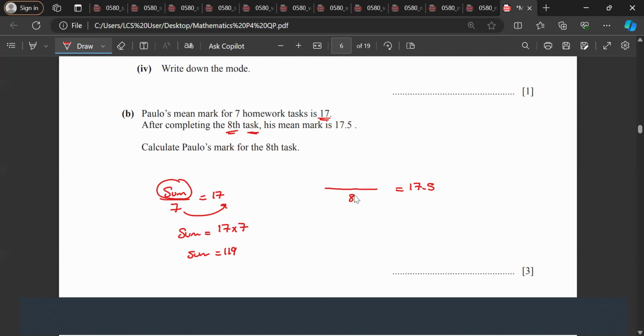So what is the sum? The sum was 119. What happened? He added the mark of the 8th task, which is x. Okay, now what should I do? I can do shift solve, or I can calculate 17.5 times 8, which is 140, then subtract from it 119, and it will be 21. You got it?